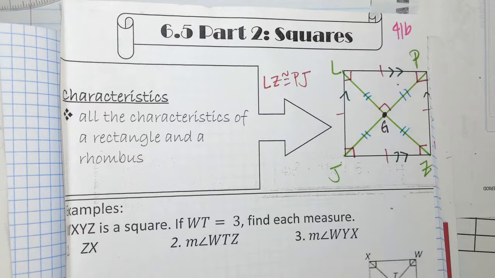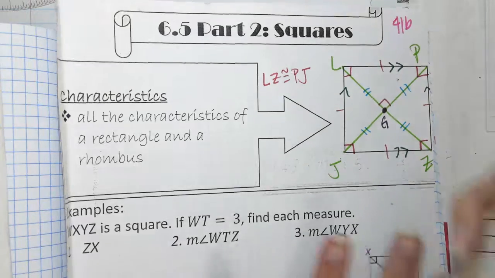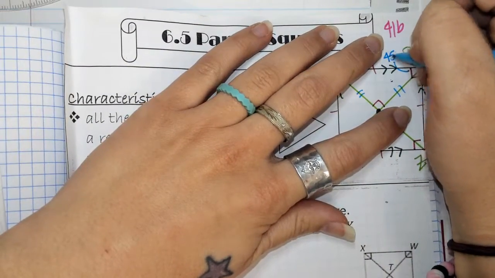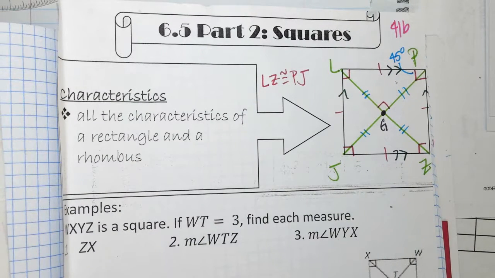Alright, what do we know about angle LPJ? Follow the letters that I just said. LPJ. What do we know about that angle? It's 45 degrees. Drake, why is it 45 degrees? Because the angles are bisected by the diagonal. Take a point.